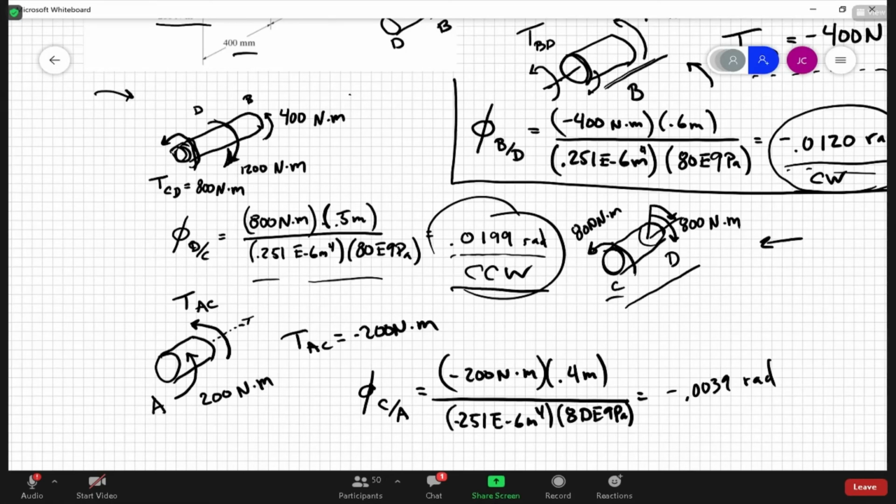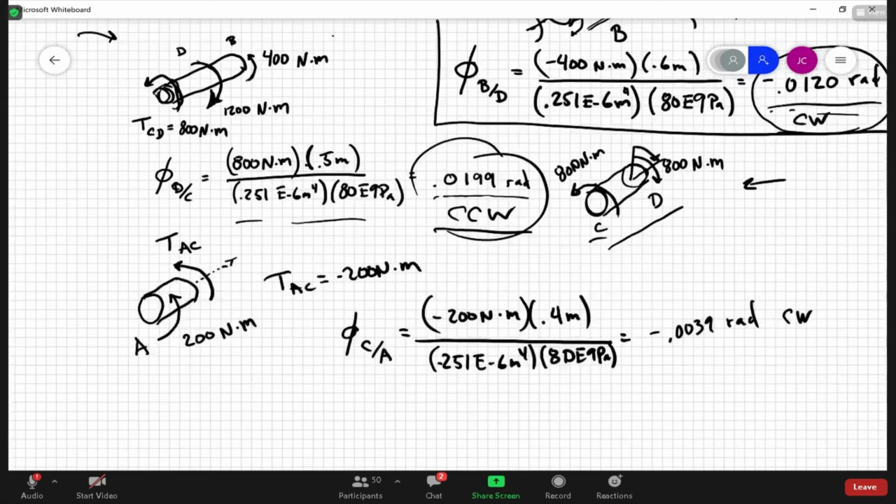Okay, so that means if it's a negative, that's a clockwise rotation, right? And again, if you don't see it that way, let's look at this section. So if we just draw here that section A to C, if this is A and this is C, we have 200 Newton meters going that way. And then here we'd have the internal torque of 200 Newton meters, right? And so that means that, wait, this is the one?